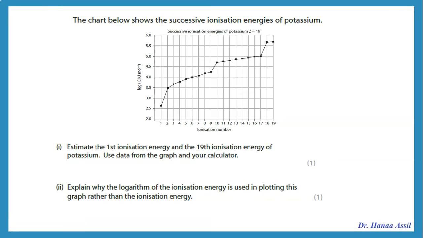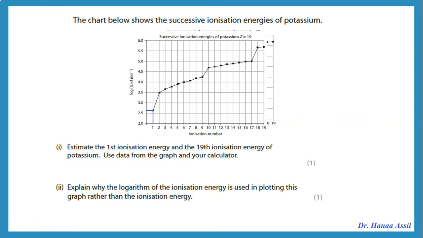The chart below shows the successive ionization energies of potassium. So it has first, second, third, and so on of potassium. He's saying estimate the first ionization energy and the 19th ionization energy of potassium. Well, notice that the y-axis has log of ionization energy. So if we look at the graph for the first ionization energy, it is about 2.6. But then that means the log of the ionization energy is 2.6.